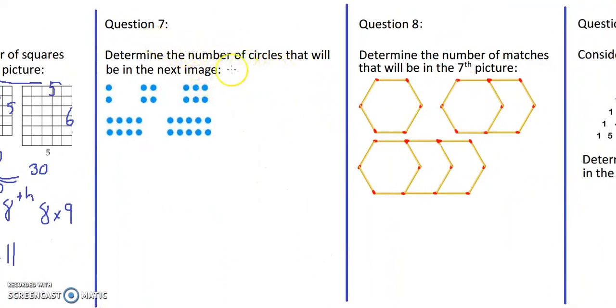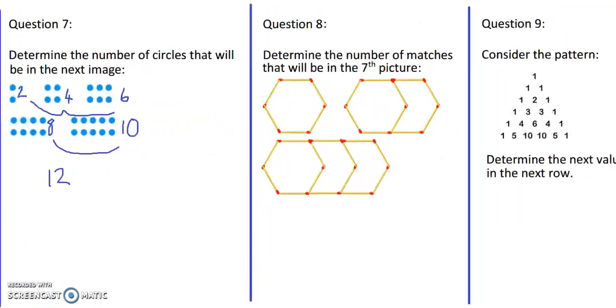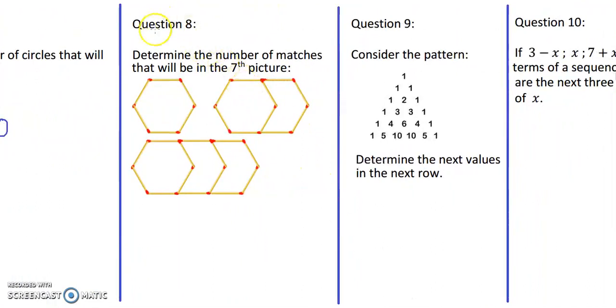Okay, question 7. Determine the number of circles that will be in the next image. Well, we've got 2, and we've got 4, and we've got 6, 8, and 10. It's increasing in 2s, isn't it? So that's not bad. We know that in the next image, there are going to be 12 circles. Patterns aren't that difficult, really. You've just got to think about what you're doing.